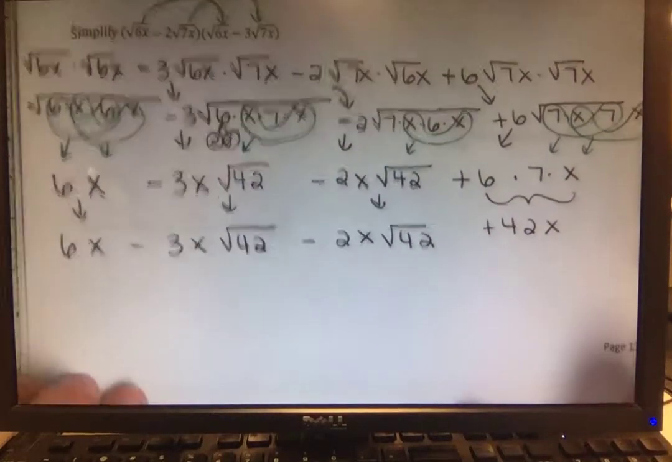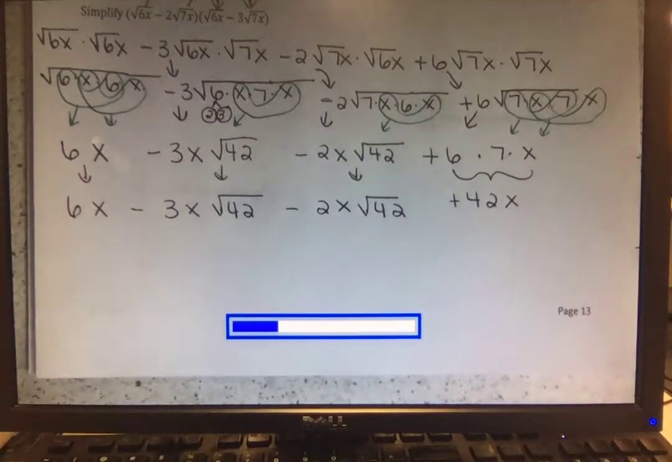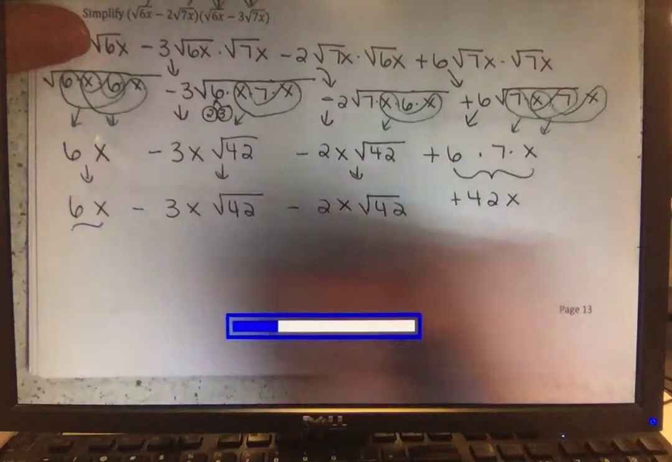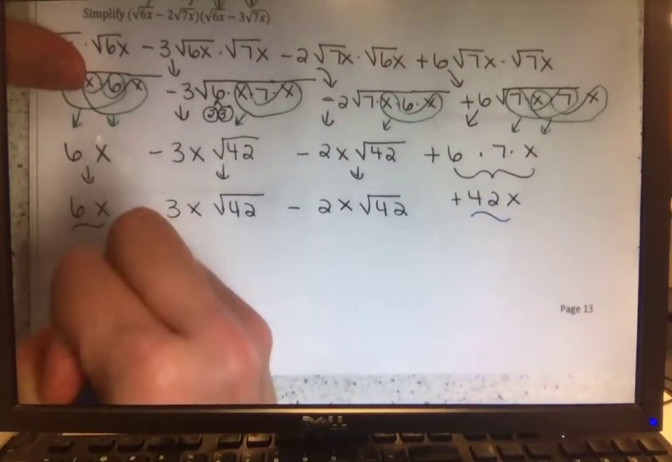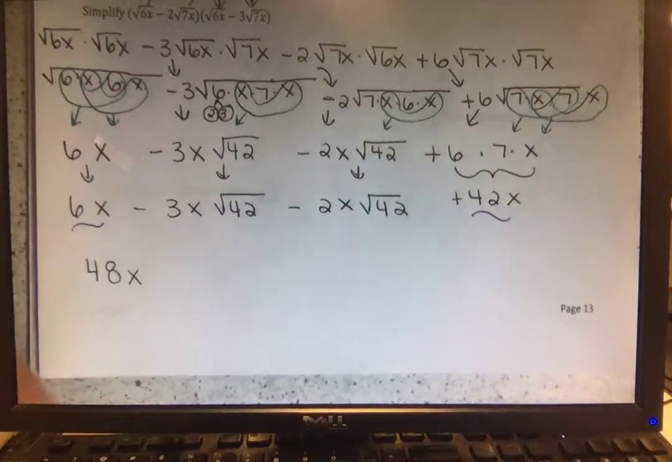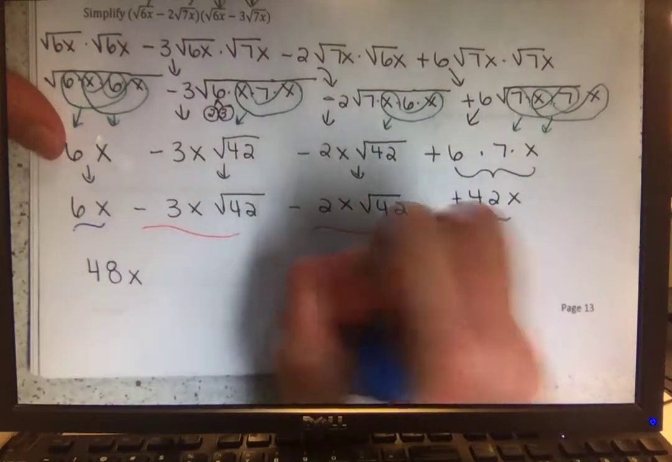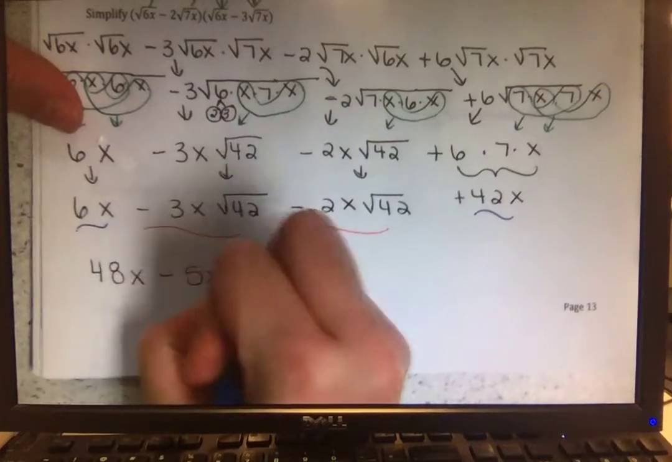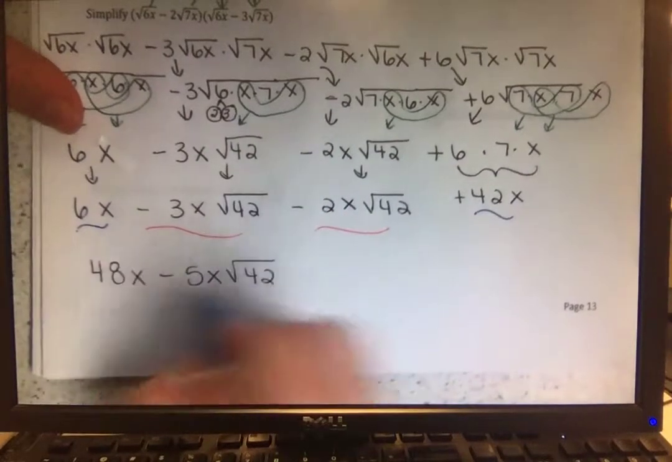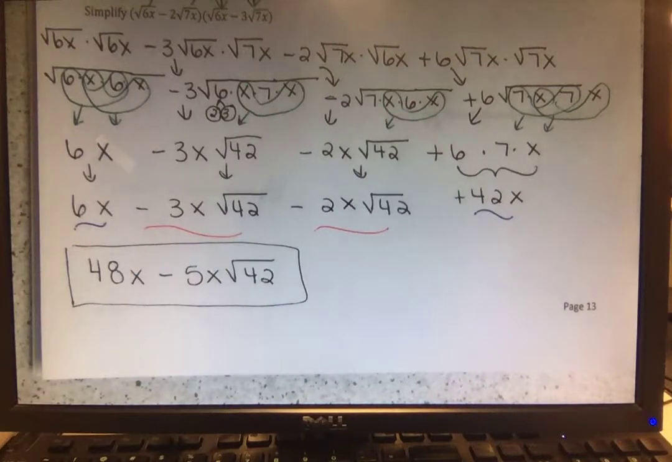So now that everything's simplified, we can combine like terms. So we have 6x plus 42x, which is 48x. And then we have negative 3x square root of 42 minus 2x square root of 42, which will give us negative 5x square root of 42. These two are not like terms, so we cannot combine it any further. We're done. So that was Module 3, Homework 4 notes.